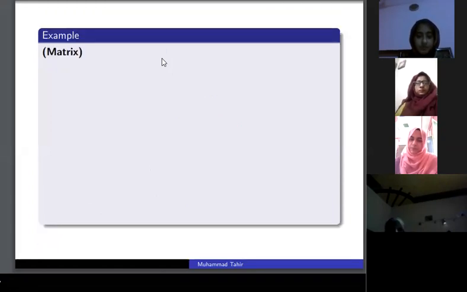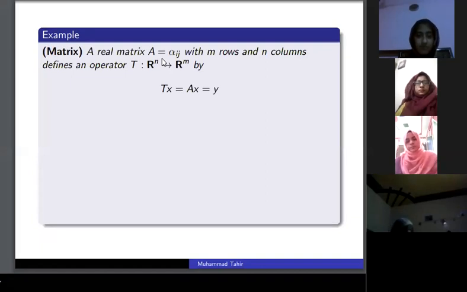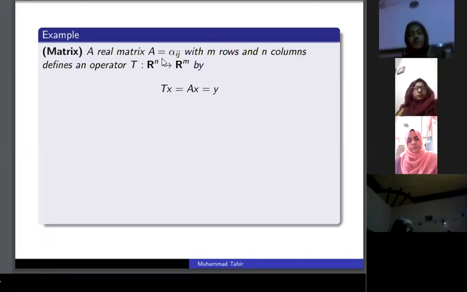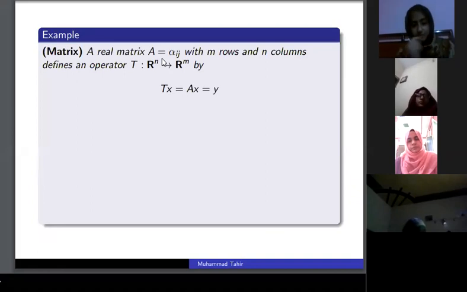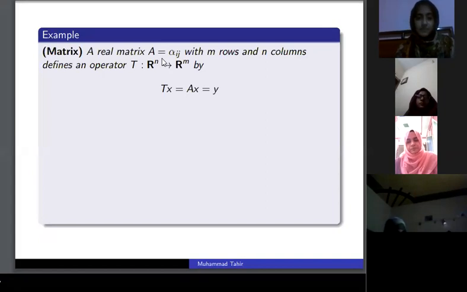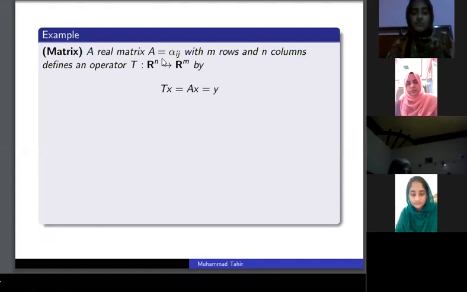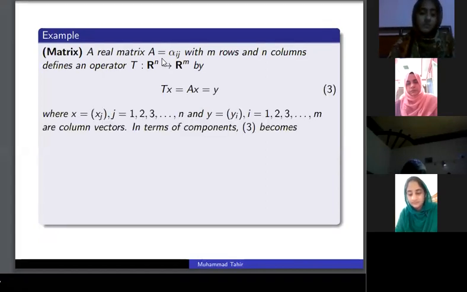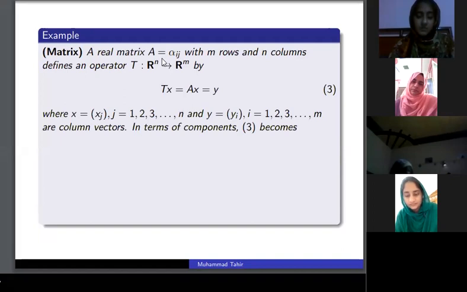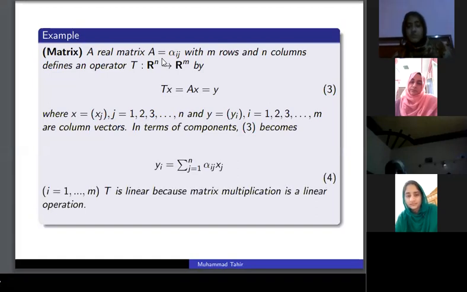Next example is a matrix. We know that a matrix, suppose A is a matrix of order m by n, defines a linear operator from R^n to R^m. We define it as: let x belong to R^n, then T of x is equal to Ax, where Ax is an element of R^m, call it y, where x is equal to (x_j) because x is an n-tuple element, x belongs to R^n, y belongs to R^m, so y is an m-tuple element, and we can define Tx equal to Ax.